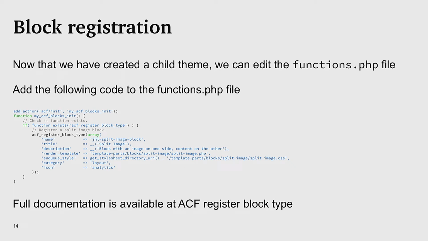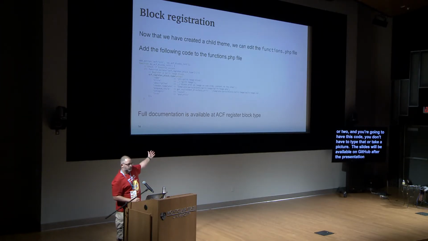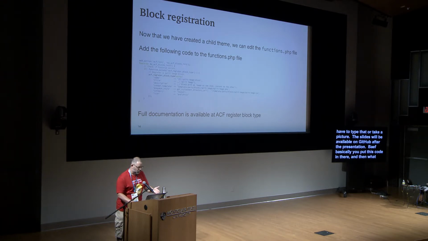So then the next step, we're going to edit the functions.php file in that child theme. We'll show that in a slide or two. And then you're going to add this code. You don't have to type that or take a picture. The slides will be available on GitHub after the presentation. But basically, you just put this code in there, and then let me talk about certain things. Let me read my notes.